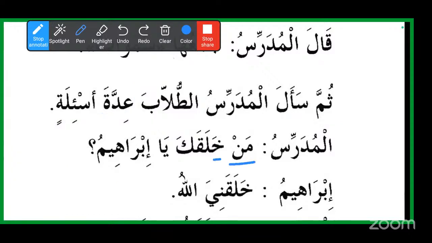من خلقك يا إبراهيم. Man, who? خلقك, created you. What is the object of creation? Ka. Man khalaqaka ya Ibrahimu. But don't confuse this fatha with the nasab. Okay, this is the kaf khitab. So this fatha is not about mansub. So man khalaqaka ya Ibrahimu. Who created you, O Ibrahim?